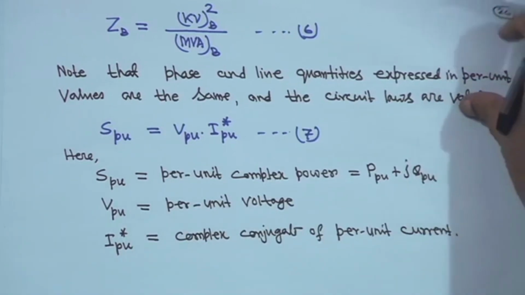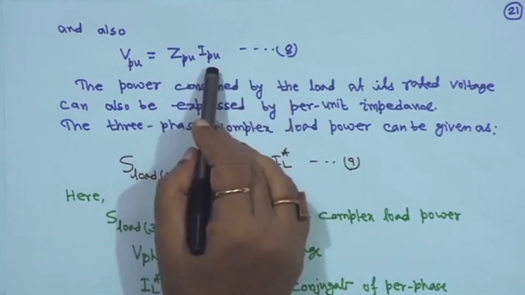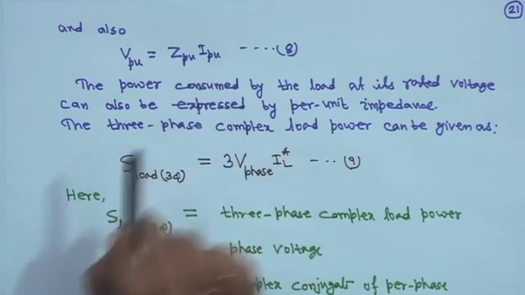And also V_PU is equal to Z_PU into I_PU. This is equation 8. These are the standard electrical equations, right.